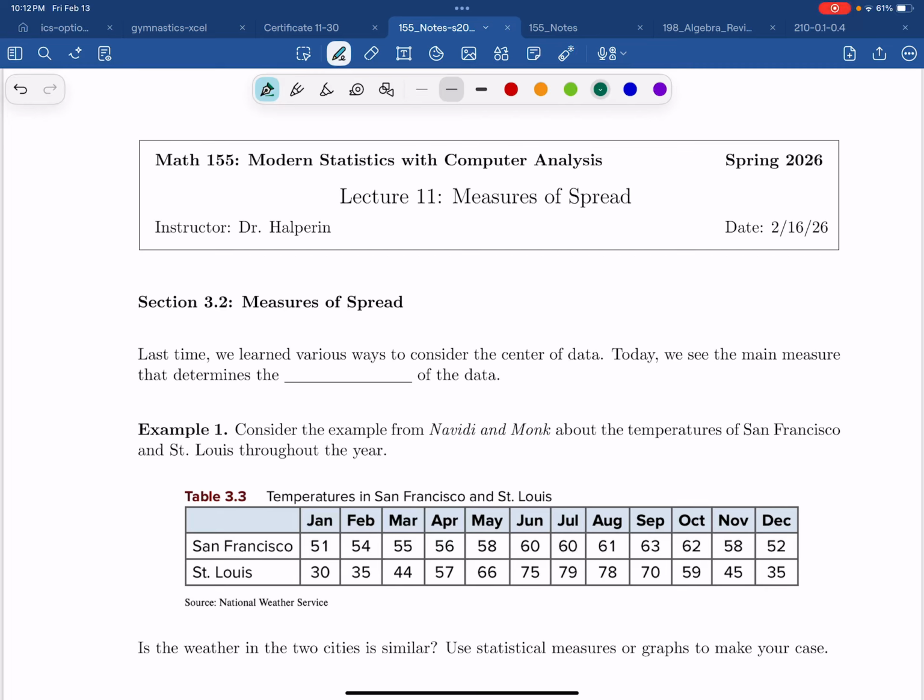Let's learn section 3.2, measures of spread. Now that we've learned the various measures of center, mean, median, mode, let's take a look at a measure that determines the spread of the data, which I personally think measures of spread are criminally underrated in everyday use. And one of the things that separates a statistician from just a regular observer is understanding measures of spread.